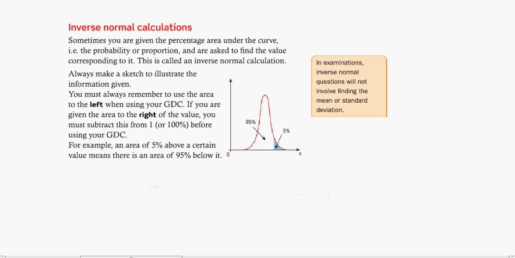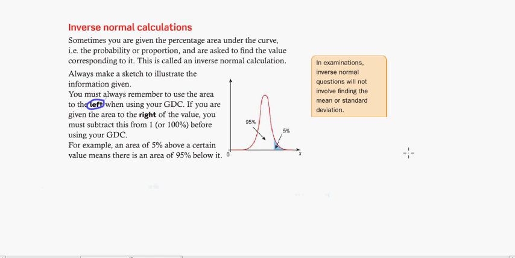Okay, always make a sketch to illustrate it. You must always remember to use the area to the left when using your GDC. This is really, really important. You always want the area to the left of whatever they're asking. If you're given the area to the right, you must subtract this from 1 before using your GDC.